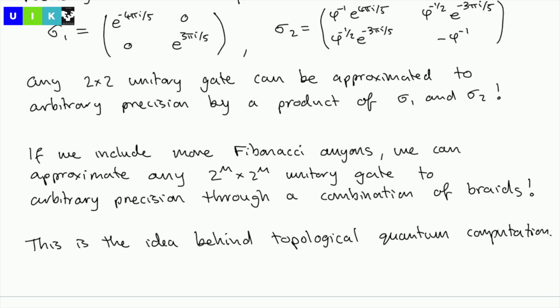Now, it turns out if I go to more Fibonacci anions, so more than just 3, then I can actually approximate an arbitrary size unitary to arbitrary precision. Okay, and this is really the goal of quantum computation. We want to simulate a unitary on many qubits, and by doing this braiding, I can do this to arbitrary precision. So this is really the idea behind topological quantum computation.